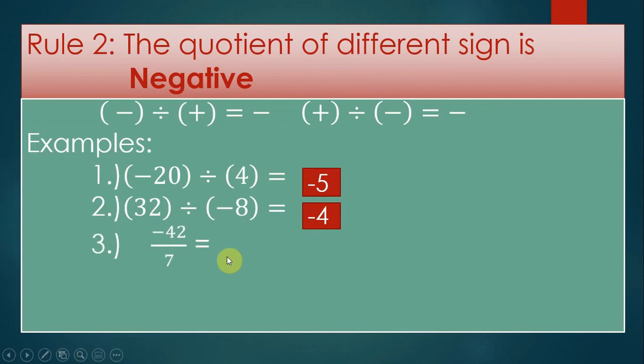Okay, number 3. What is the sign of 42? So it's negative. What is the sign of 7? It's positive. So they have different sign. If they have different sign, our quotient is negative. So therefore, our answer is negative 6. Okay, next example, number 4. So 25 divided by negative 5. Now, the sign of 25 is positive and the sign of 5 is negative. So they have different sign. Therefore, our answer will be negative 5.